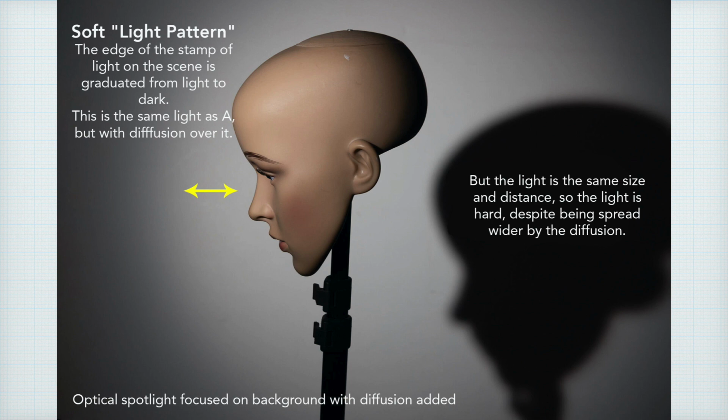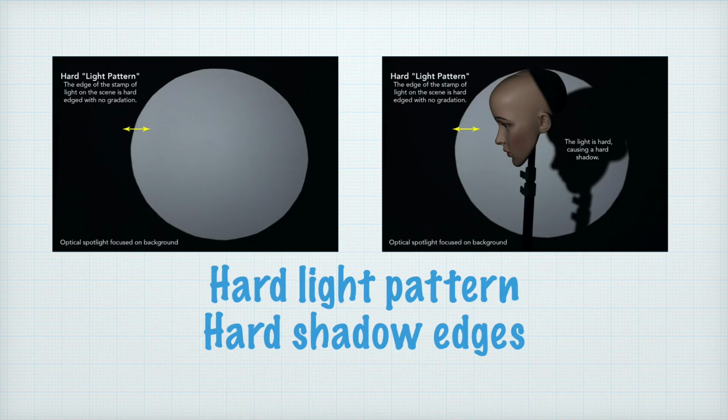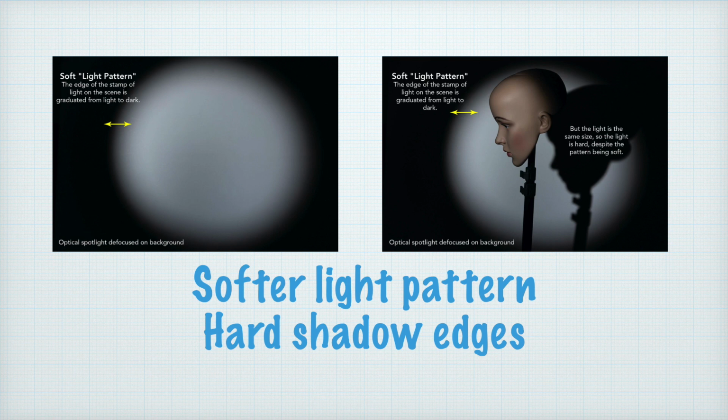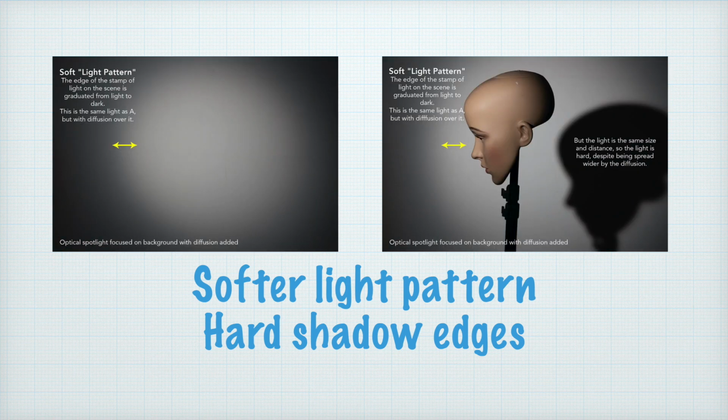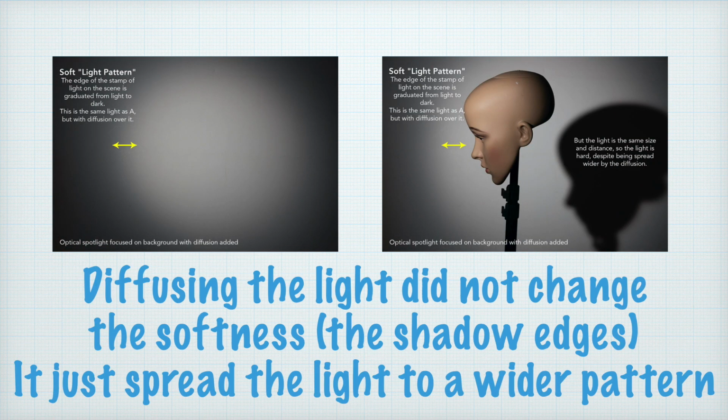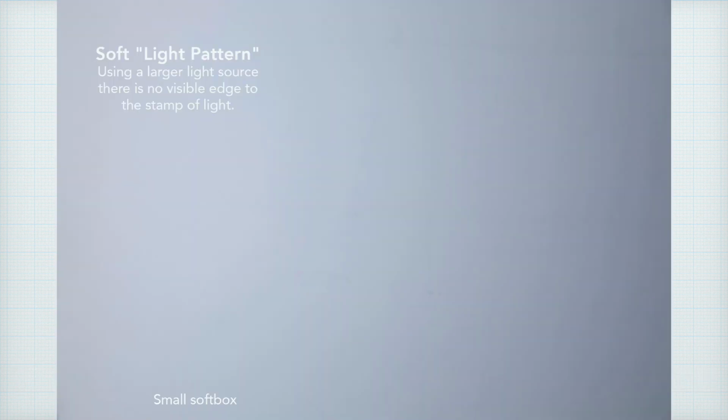Here are the light stamps or patterns along with the subjects side by side. Diffusion spreads the light and brightens the shadows if the subject is surrounded by light-toned objects, which become secondary light sources, but it doesn't soften the shadows. What does soften the shadow edges is the size of the light. The larger the light source in relationship to the subject, the softer the light will be.